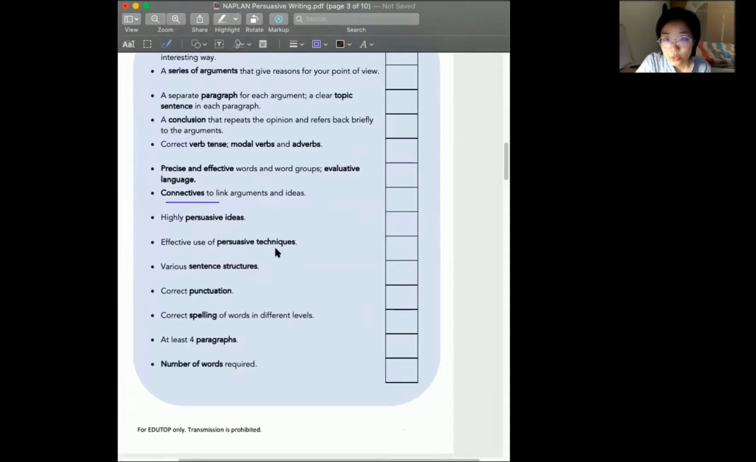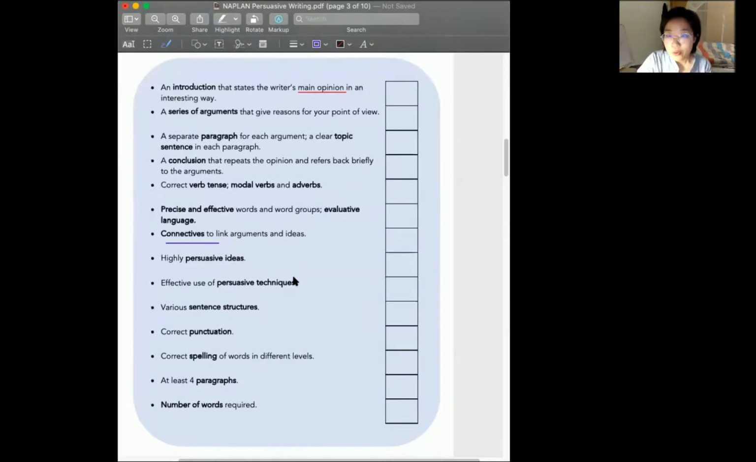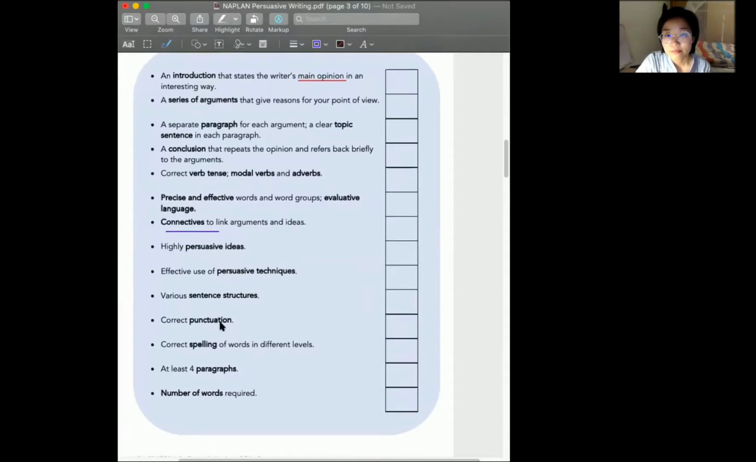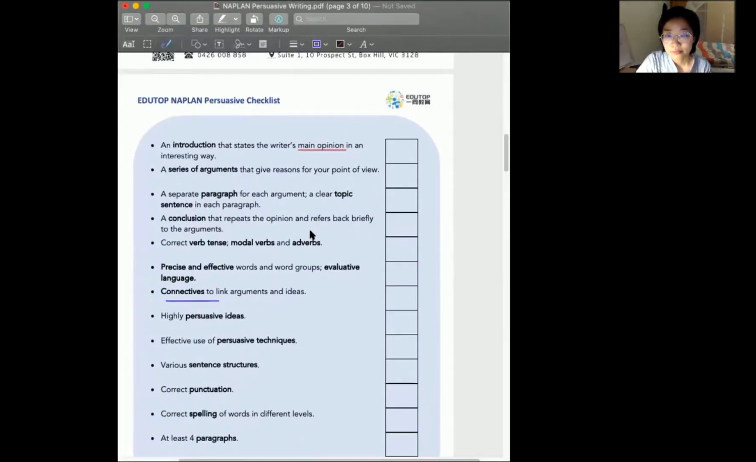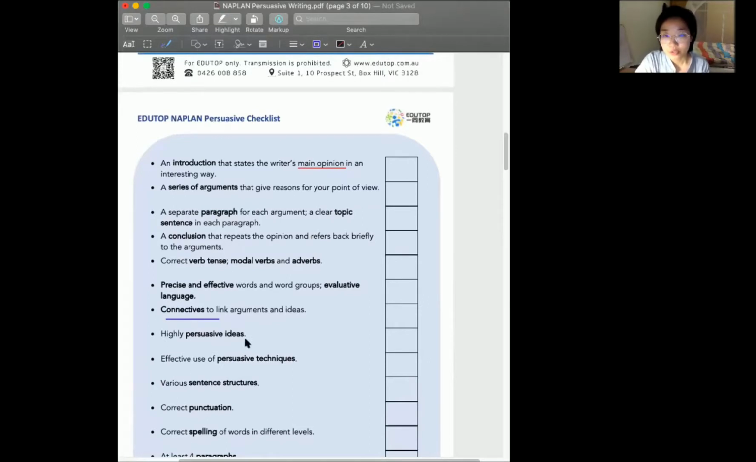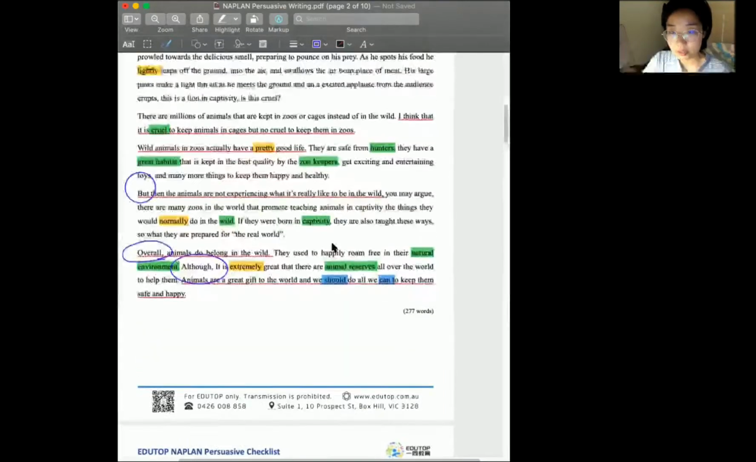Another one is effective use of persuasive techniques. Before we look at the text, can you think about what persuasive techniques you know? Maybe there's 1, 2, or 3, or more than 3. Think as much as you can. What kind of persuasive techniques do you know? Actually, later on, I'm going to introduce 8 different persuasive techniques. First, let's look at what persuasive technique this person has used in this writing over here.